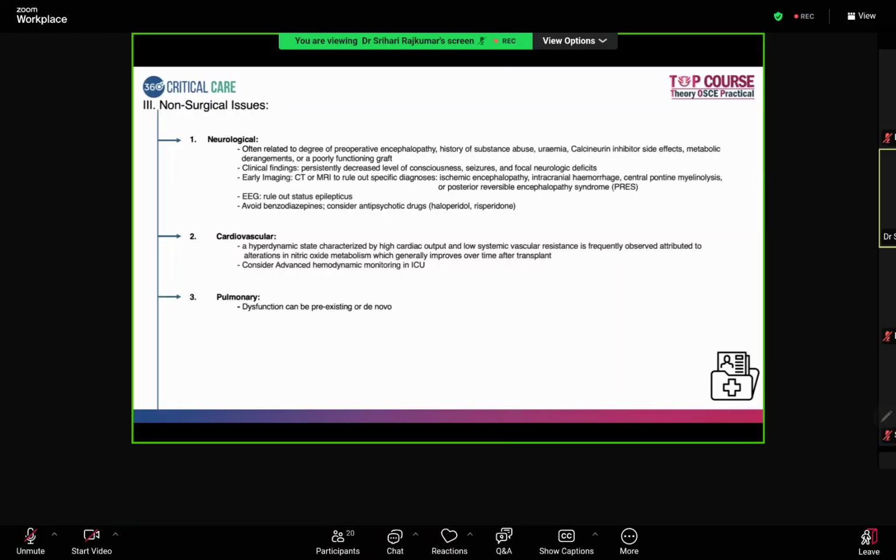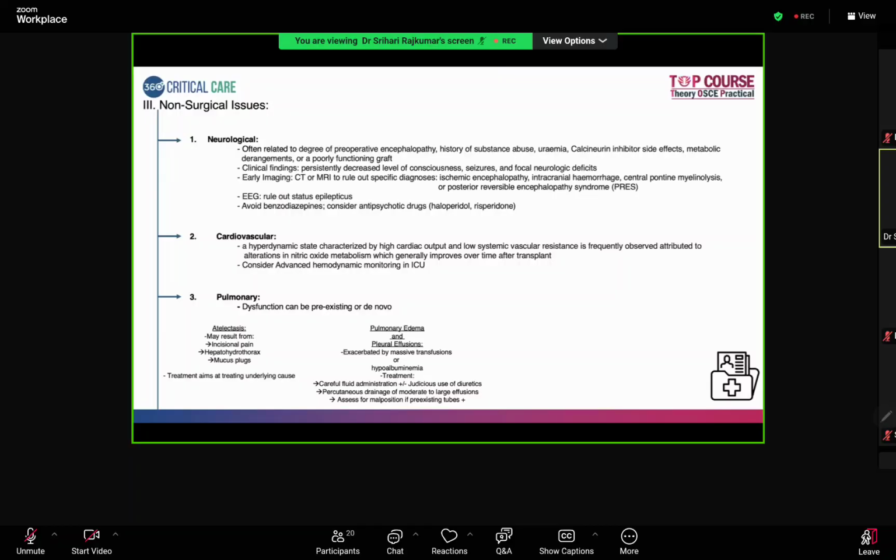Then pulmonary. Dysfunction can be pre-existing or new onset. It can manifest as atelectasis, because of incision site pain or inadequate analgesia. There can be hepatic hydrothorax, especially in patients with chronic liver disease, and there can be mucus plugs also. So aim at treating the underlying cause. Then pulmonary edema and pleural effusions can be exacerbated by massive transfusions or severe hypoalbuminemia.